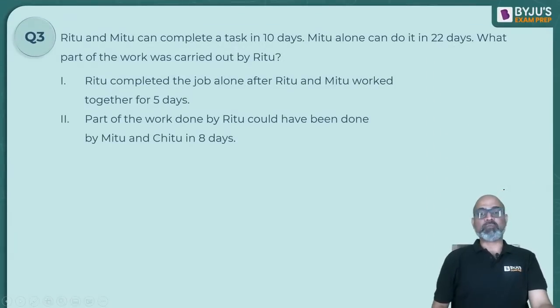Ritu and Mitu can complete a task in 10 days. Mitu alone can do it in 22 days. What part of the work was carried out by Ritu?